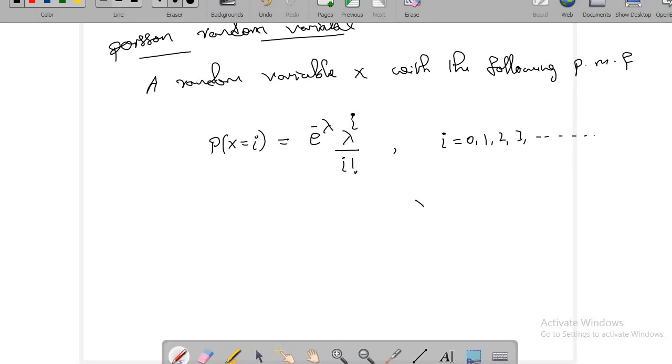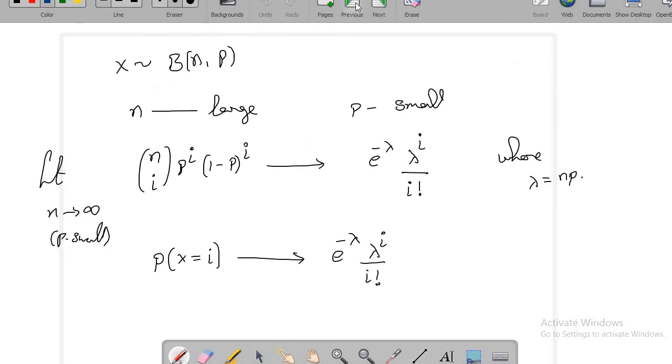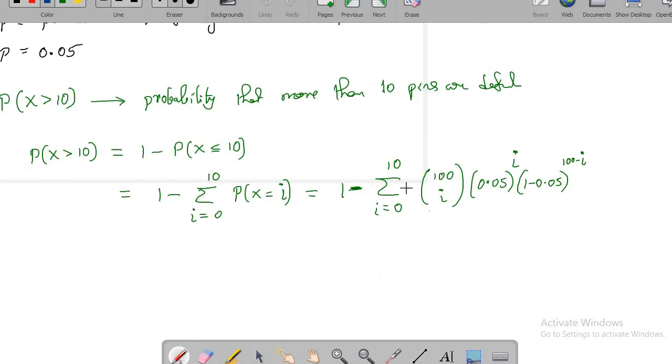And here you could see what lambda is. Lambda is actually n into p, and this is the information we can write when x follows a binomial distribution with parameters n comma p. So whenever you have a binomial distribution where n is large and p is small, you come to the Poisson distribution.